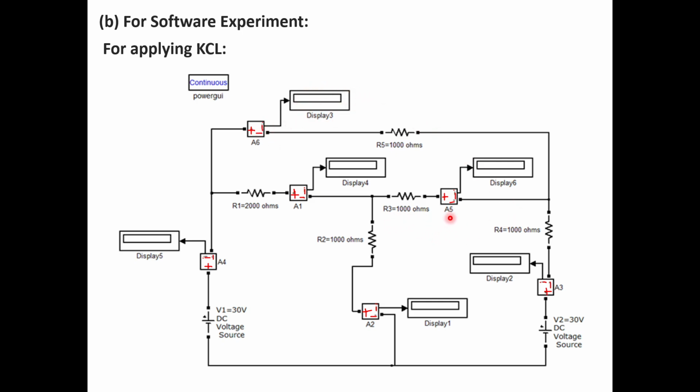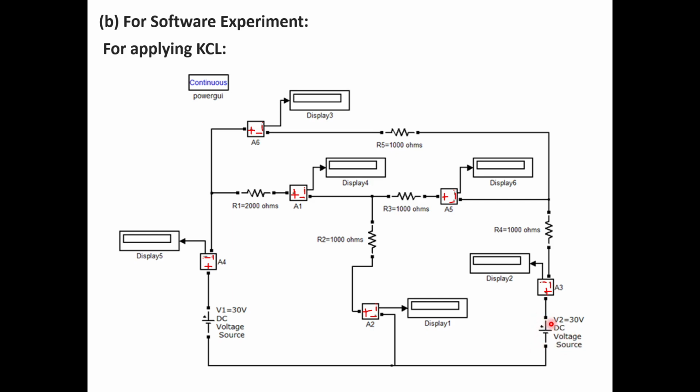Okay. Similarly, whatever current flowing through this 1000 ohms is measured by this current measurement, and that measured current is displayed in this display. Similarly, the current flowing through this 1000 ohms resistor is measured by this current measurement, and whatever current is measured is displayed in this display.